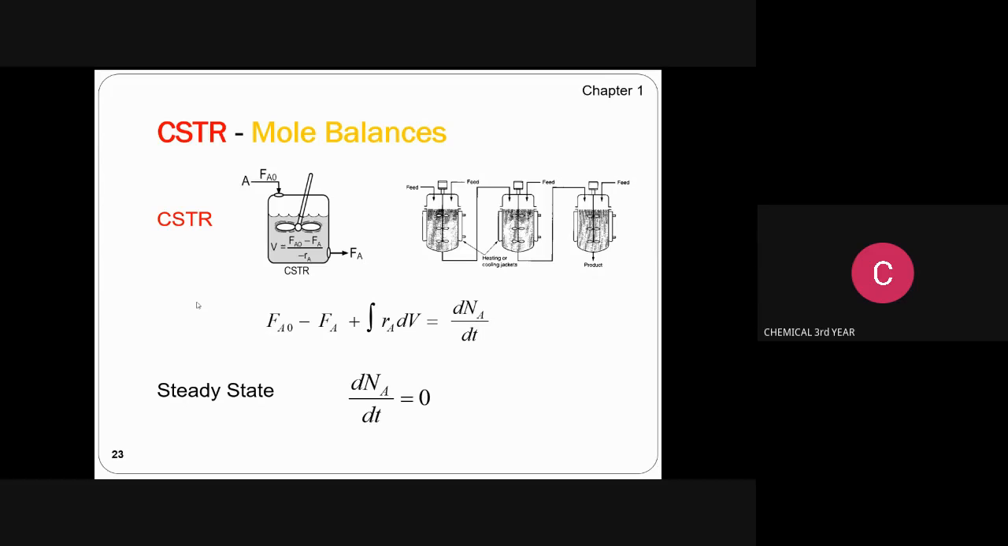Rate of accumulation of A equals A in minus A out plus net generation of A. And the next one is dNA divided by dt equal to FA naught minus FA plus vA rA V, where FA naught is the molar flow rate inlet of species A, and FA is the molar flow rate outlet of species A. vA is the stoichiometric coefficient and rA is the reaction rate. Applying the assumptions of steady state and vA equal to minus 1, equation 2 simplifies to 0 equal to FA naught minus FA minus rA V.